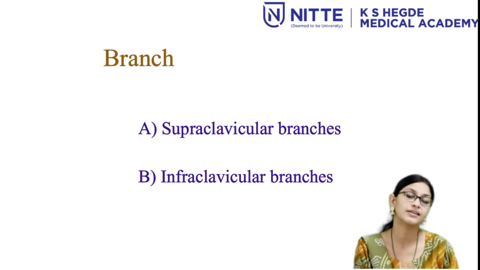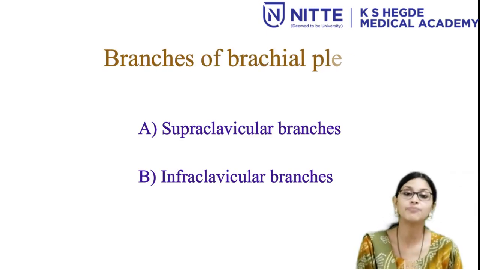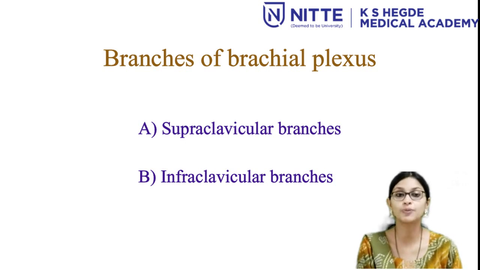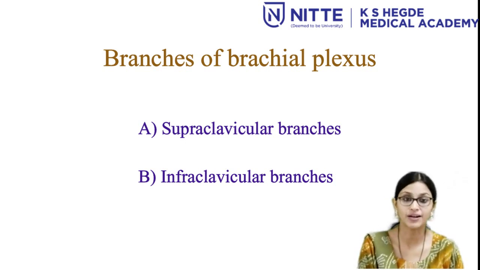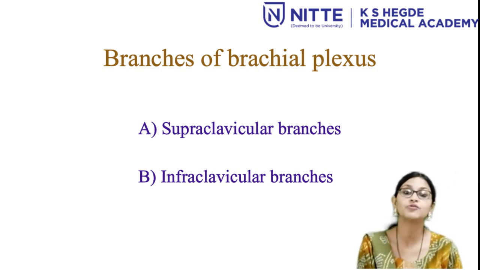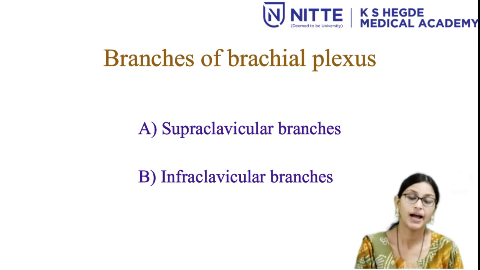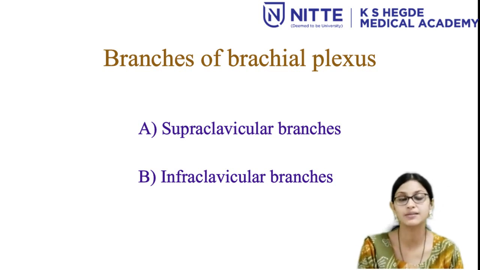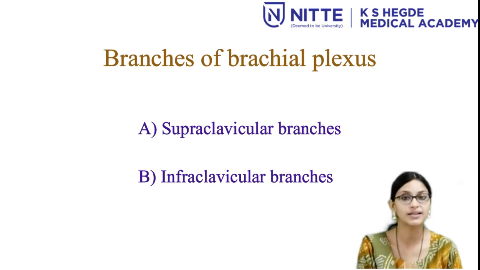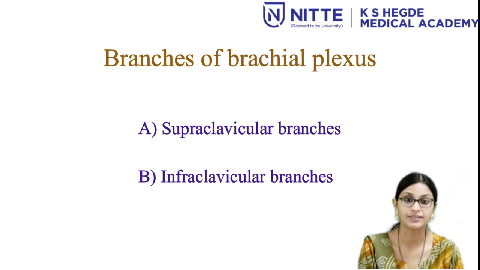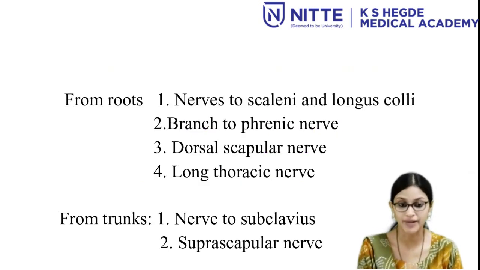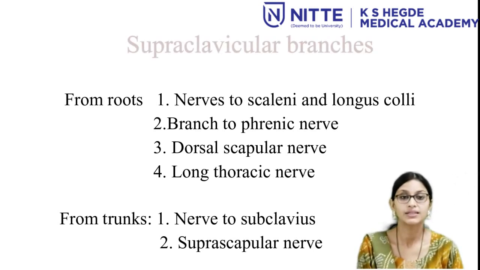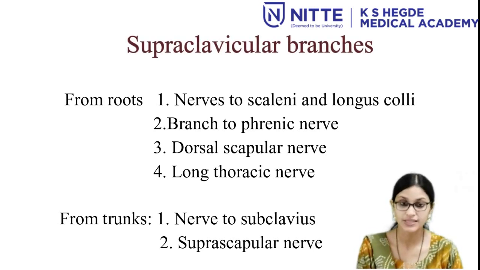The branches derived from the brachial plexus can be grouped into 2, that is supraclavicular branches and infraclavicular branches. Supraclavicular branches means the branches that are given above the clavicle, and infraclavicular branches means the branches that are given below the clavicle or distal to the clavicle. Now the supraclavicular branches we classify further into 2: the branches given from the roots and the branches given by the trunk.